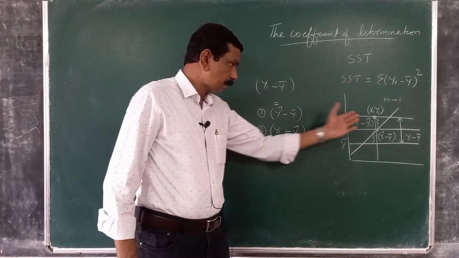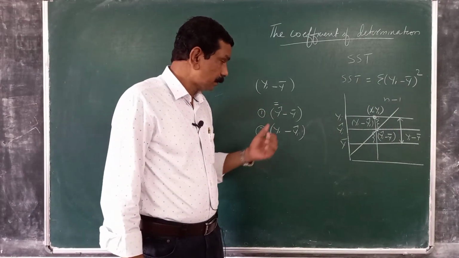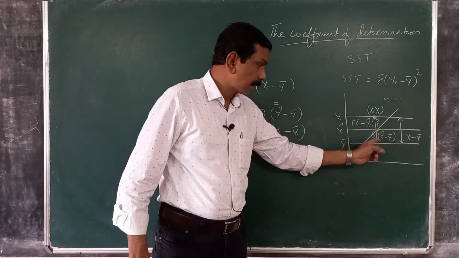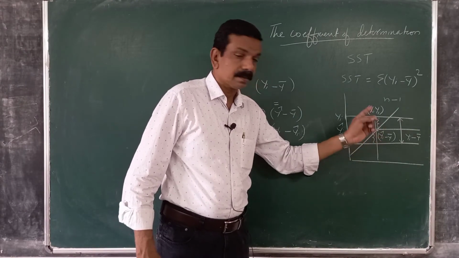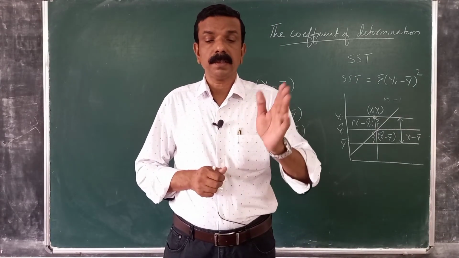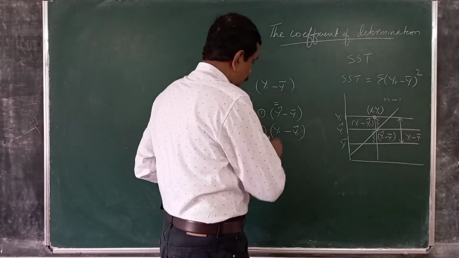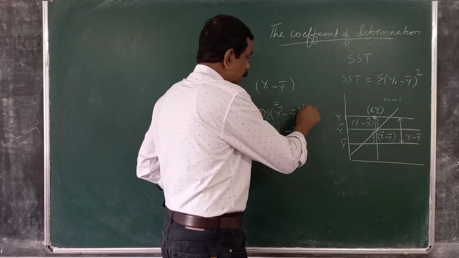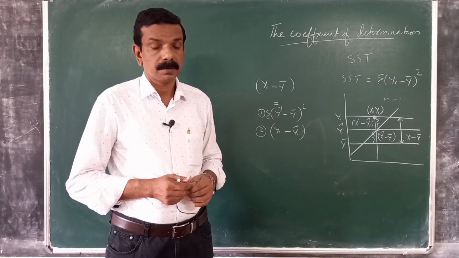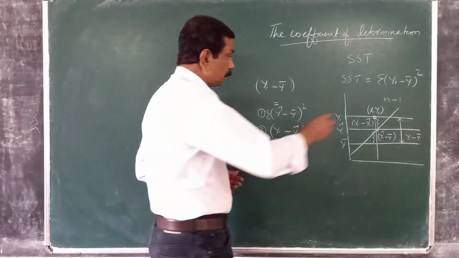So yi minus y bar, the total variation in the observed values of the response variable, is divided into the part of the variation explained by the regression line and the part of the variation not explained. The amount of variation in the observed values of the response variable explained by the regression line is sigma y hat minus y bar square, and we call this the regression sum of squares.